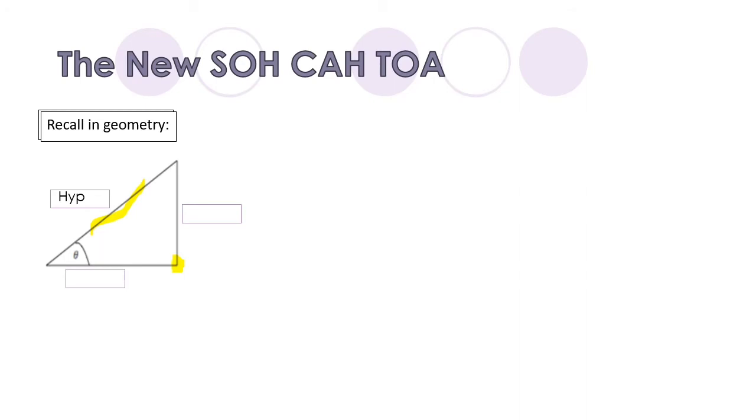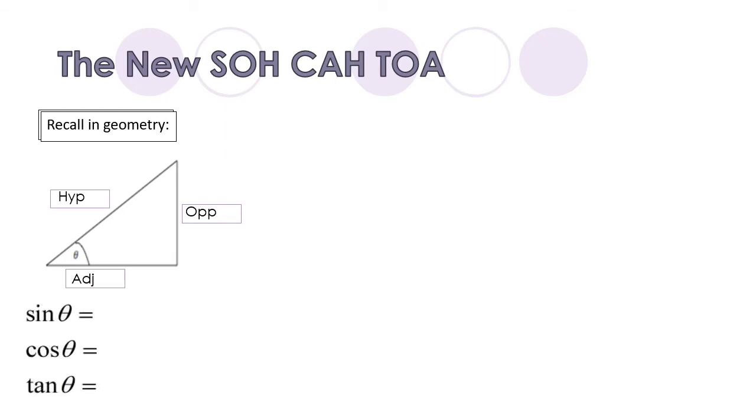And then opposite to the angle, we have the opposite. So if the angle is right here, then the opposite is on this side. And then the third side that's left over, alongside the angle, is going to be the adjacent. So that's the adjacent right there. We can also recall that we have some trig functions that go along with this, hence SOHCAHTOA.